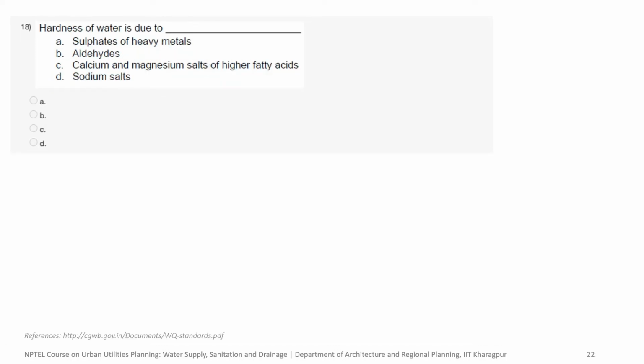Moving on to the next question. Hardness of water is due to A. Sulfates of heavy metals, B. Aldehydes, C. Calcium and magnesium salts of higher fatty acids, or D. Sodium salts. So hardness is essentially defined as calcium and magnesium salts of higher fatty acids.